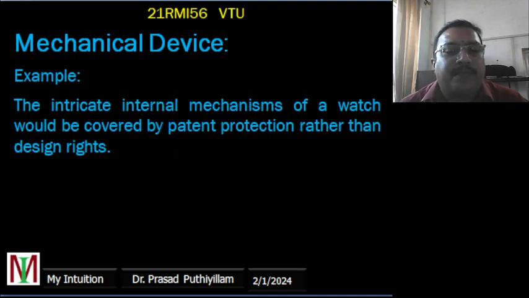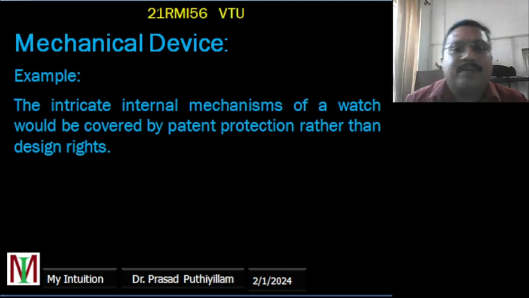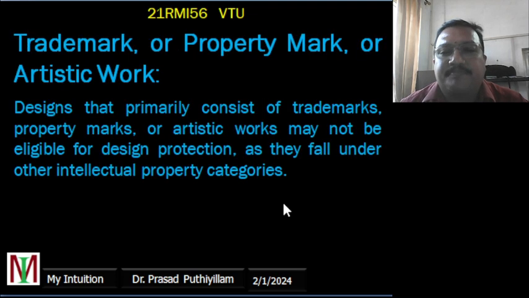If you take the example, the intricate internal mechanism of a watch could be covered by patent protection rather than design, right? Okay, if you open the whole watch, you will get confused by the things in it. You cannot say that it is a design. It's not properly designed; it is a mechanical device, working, giving a function. That cannot be protected under design rights. It can be protected under patents.